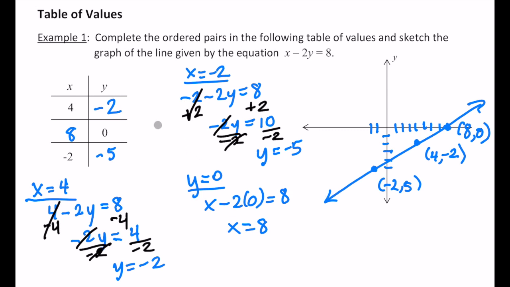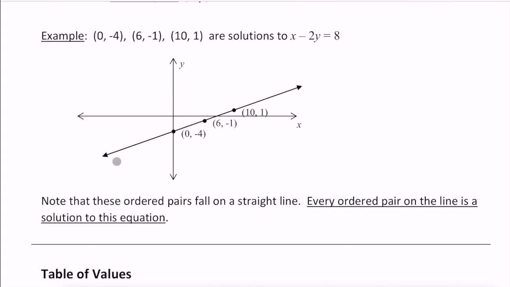I just used some new values for x and y so we can get different ordered pairs and show you how to construct a table of values. Here was that line, and the three ordered pairs that we found in our table all fall on this line. Here's 8, 0. Here's the point 4, -2. And over here we have -2, -5. Let's look at another example.